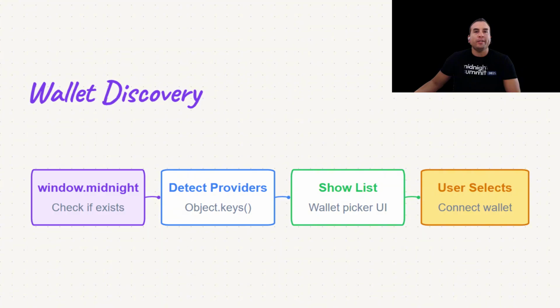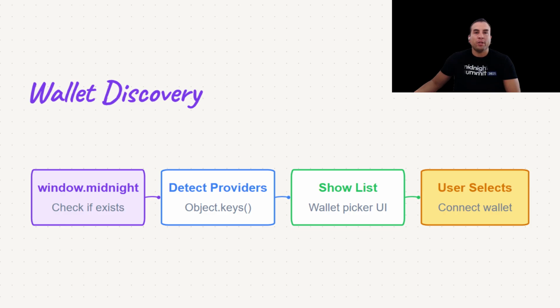The wallet discovery flow is very simple. 4 steps, 4 lines of code. Step 1. Check if window.midnight exists. If it does, at least one wallet extension is installed. Step 2. Call Object.keys on window.midnight to detect all installed providers. You might get back mnLace or mnLace and 1am if both are installed.